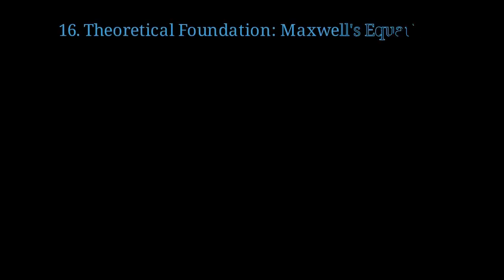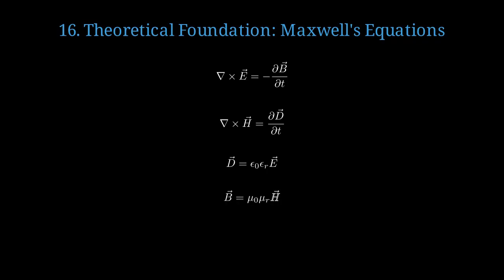Let's ground our understanding in Maxwell's equations, which govern all electromagnetic phenomena. Faraday's law, curl of E equals negative partial B partial t. Ampere's law, curl of H equals partial D partial t, neglecting free currents. Constitutive relation, D equals epsilon 0 times relative epsilon times E. And B equals mu 0 times relative mu times H.